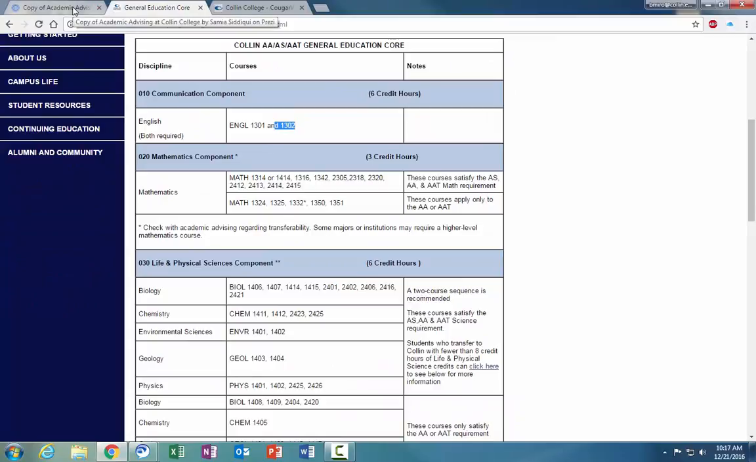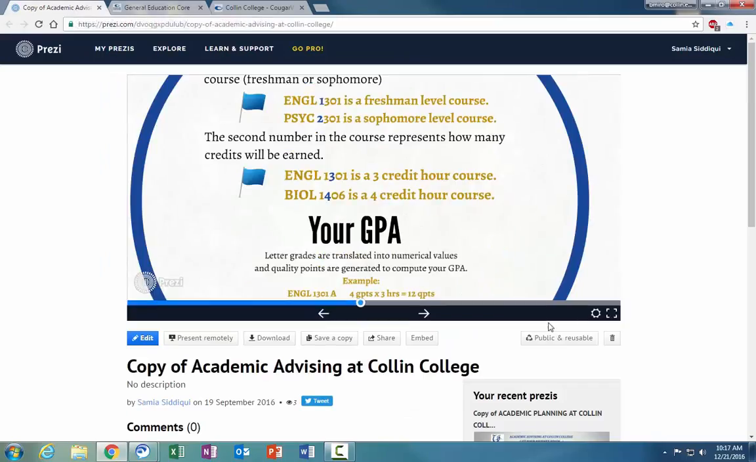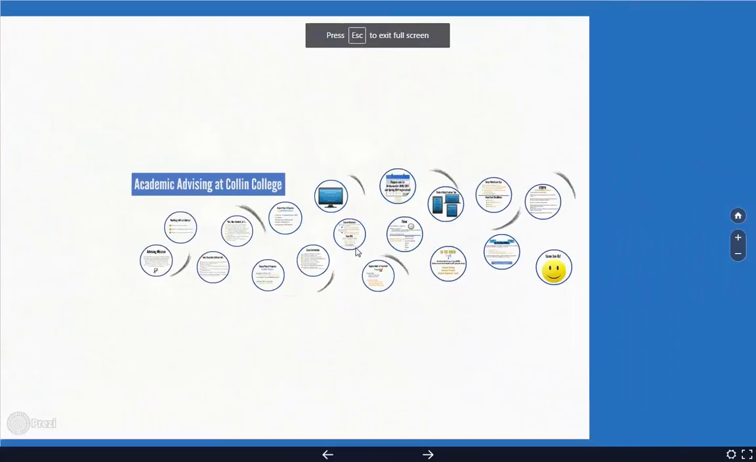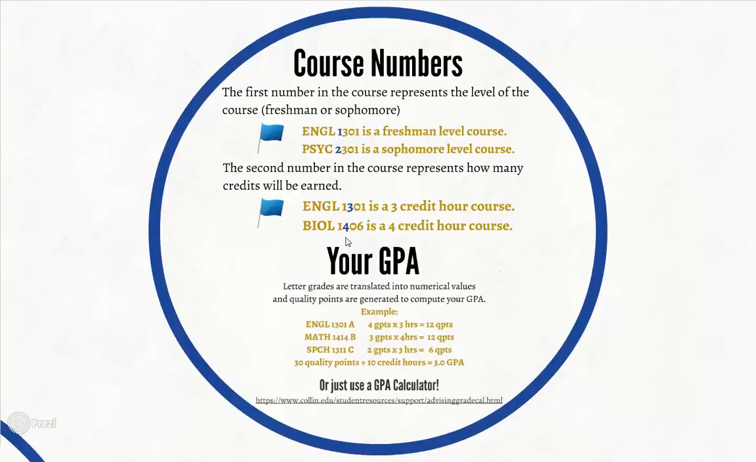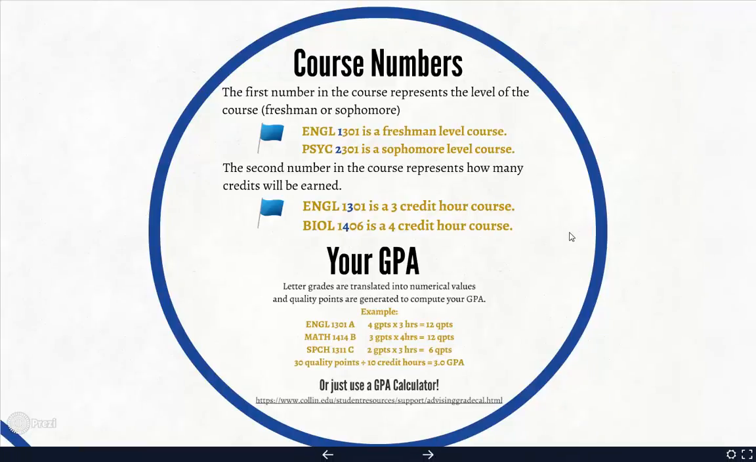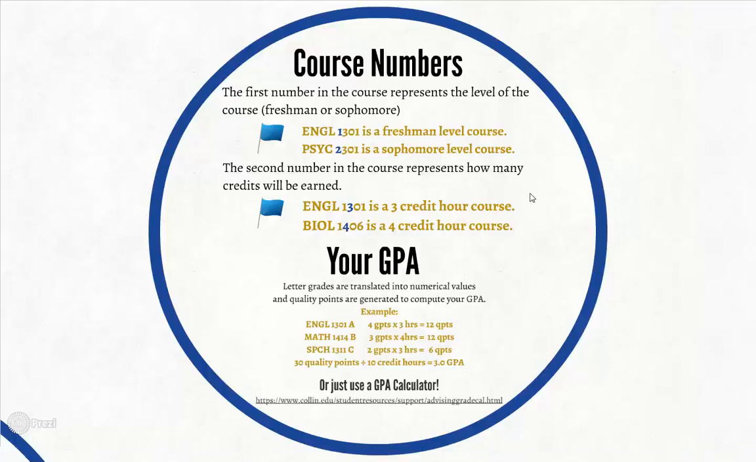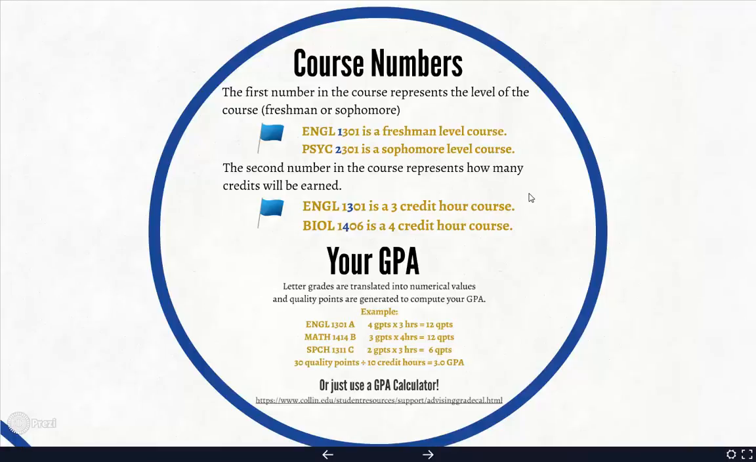And then those credit hours are used to calculate your GPA. Letter grades are translated into numerical values, and quality points are generated to complete your GPA. So, in high school, an A was a 4.0, a B is a 3.0, C is a 2.0. Some of you in high school had like 5.0 for honors or AP classes. Ours are just very generalized, basic. A is a 4 point, B is a 3 point, C is a 2 point, D is a 1 point, and an F is a 0.